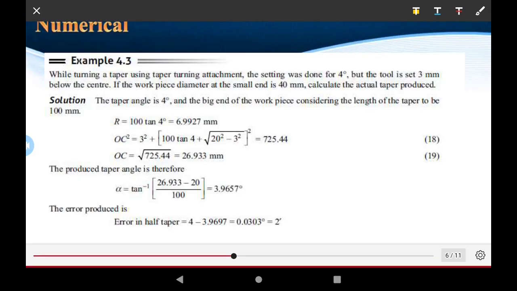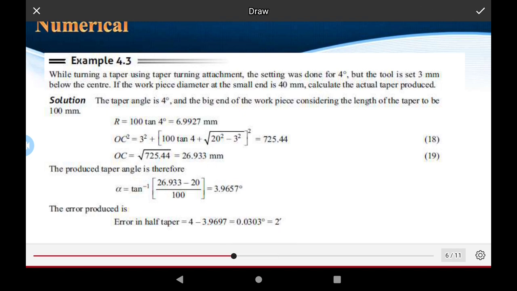While turning a taper using the taper turning attachment, the setting was done for 4 degrees, but the tool is set 3 mm below the center. If the workpiece diameter at the small end is 40 mm, calculate the actual taper produced. Okay, find out the actual taper.